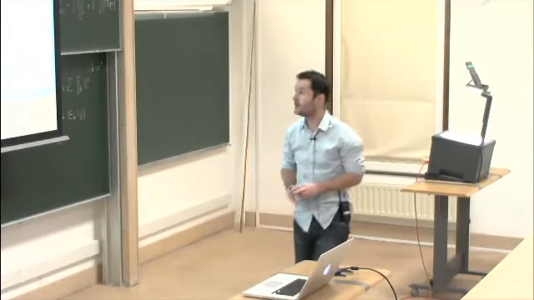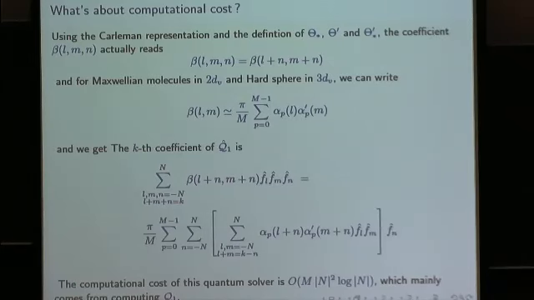Okay, now let me focus on the computational cost. So first, I have to deal with this coefficient beta of LMN, but now I didn't prescribe before the functions theta prime, theta star, and theta prime star. But now, using the functions that are given by the Carleman representation, describing the collision mechanism of the Boltzmann operator, we can rewrite this coefficient only as a function of L plus n and m plus n.